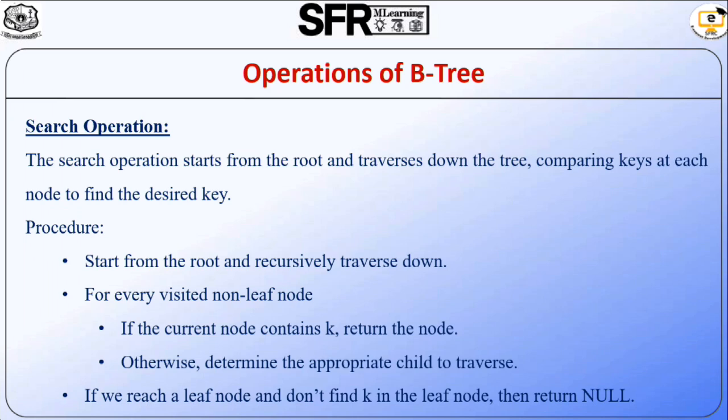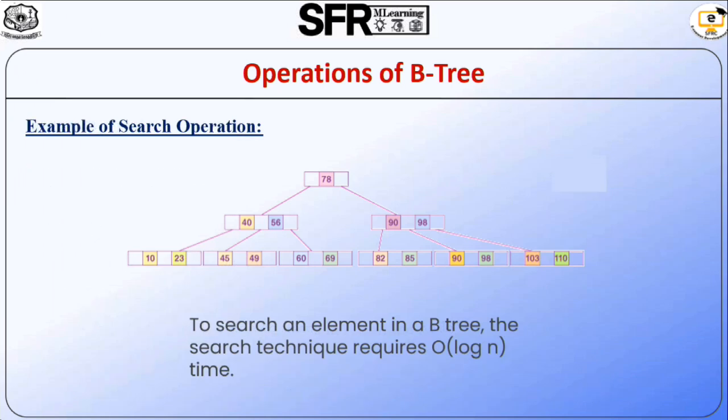Start from the root and recursively traverse down. Second step, for every visited non-leaf node, if the current node contains k, return that node, or else determine the appropriate child to traverse. This is the child just before the key greater than k. So last step, if we reach a leaf node and don't find k in the leaf node, then return null. So consider the given example. Let's look for item 49 in the B tree given.